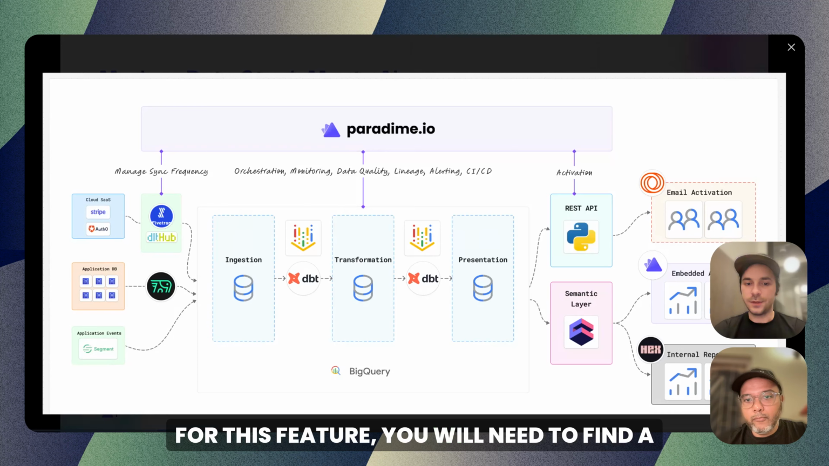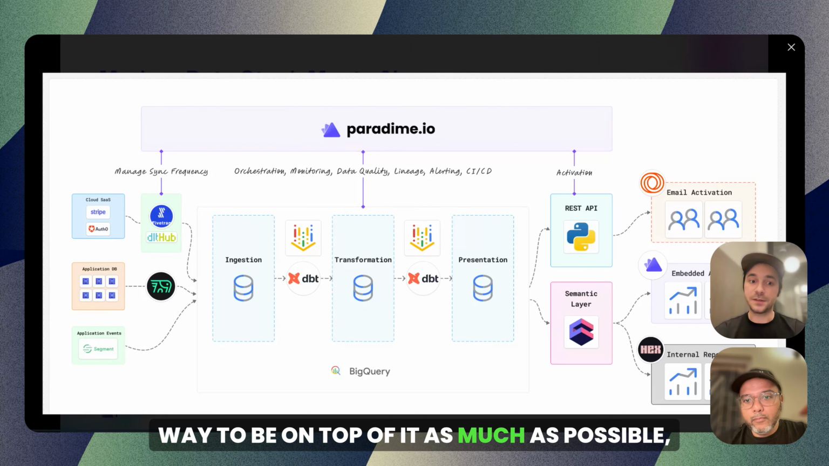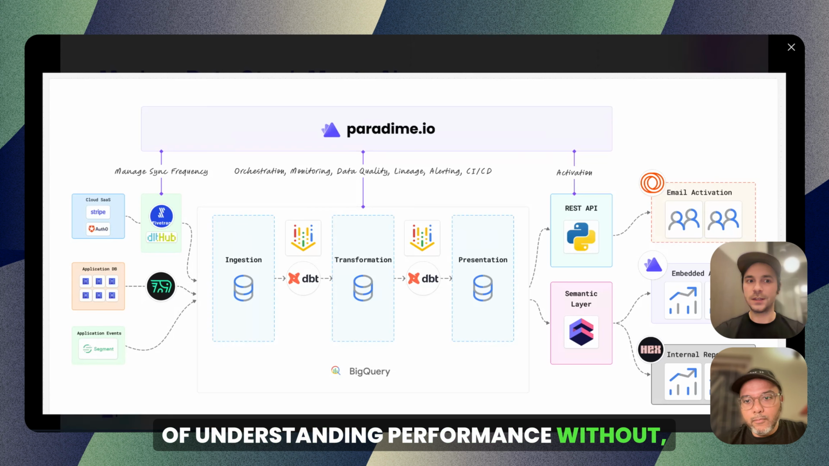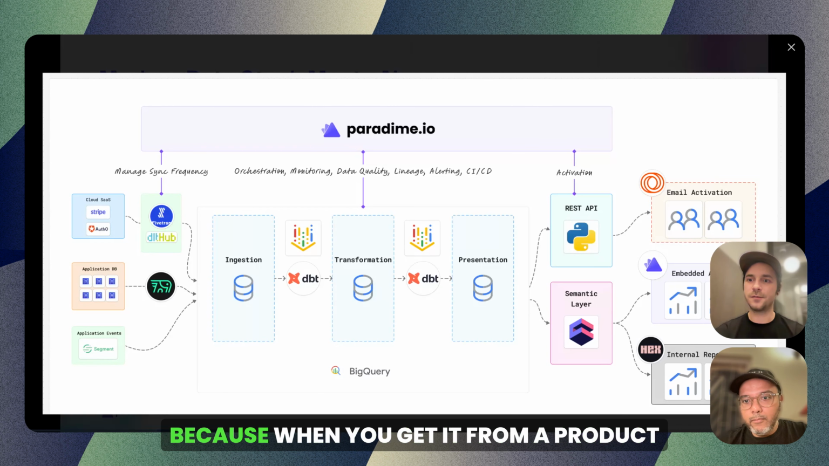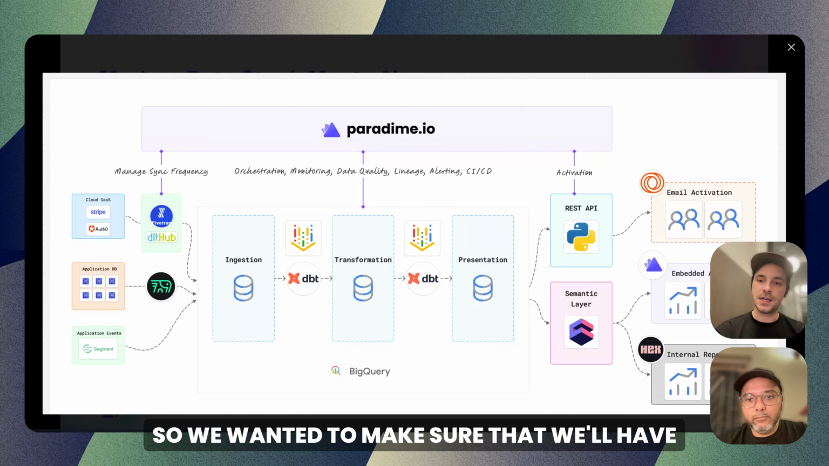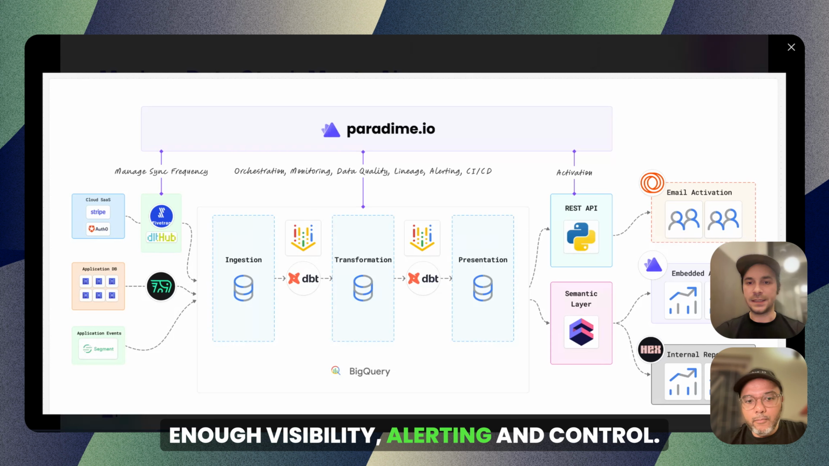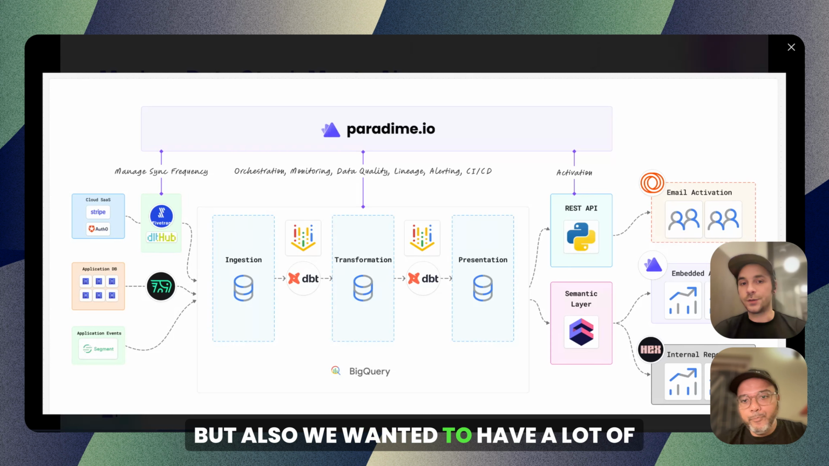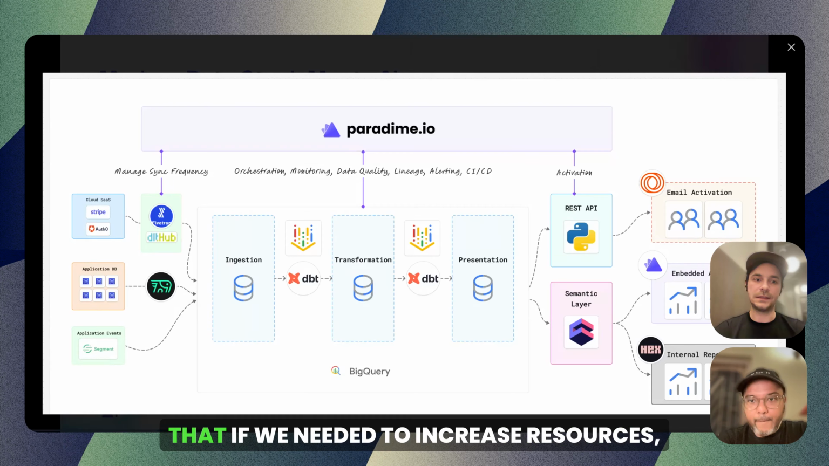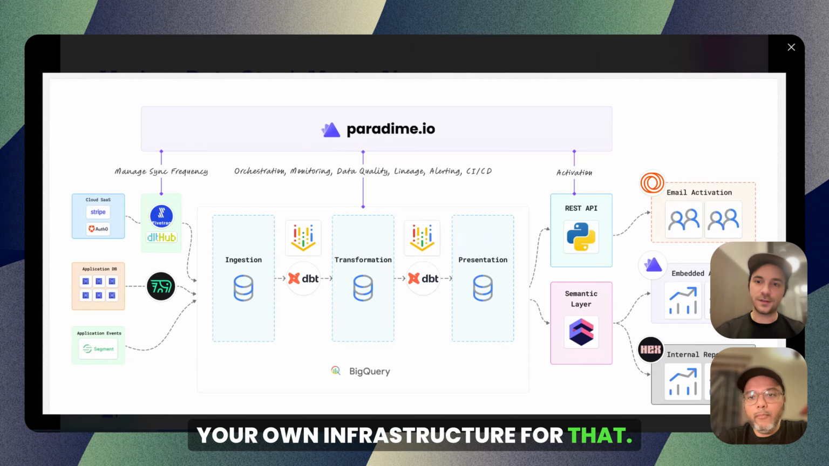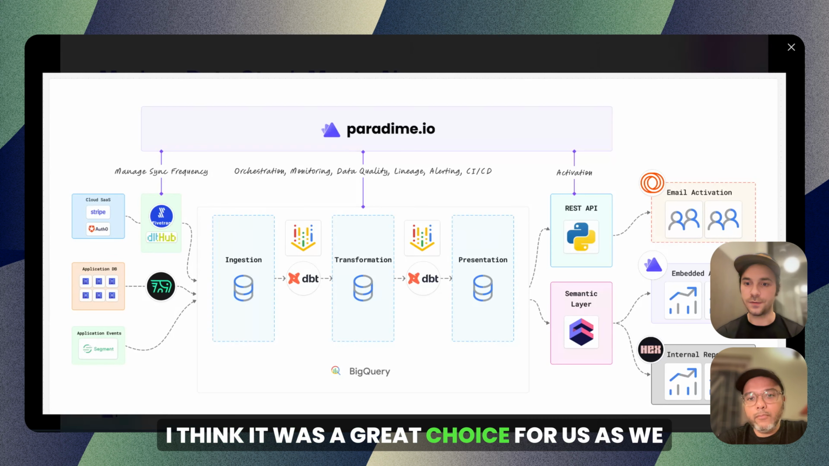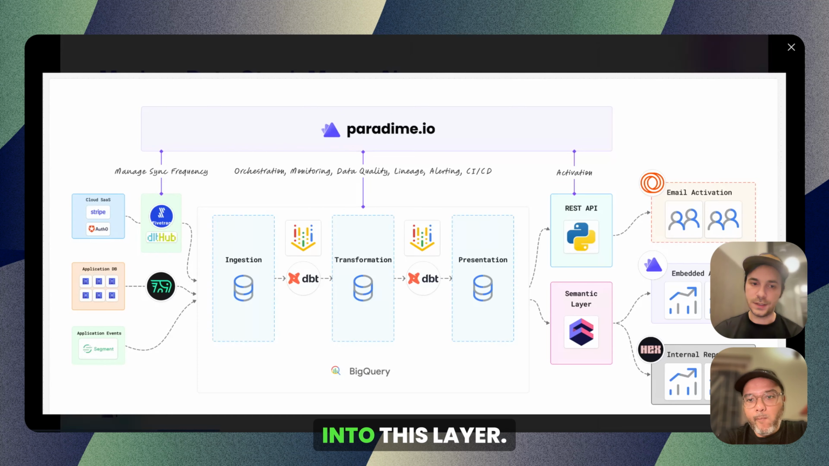You need to find a way to be on top of understanding performance as much as possible, hopefully without getting a Slack message saying why this dashboard is slow, right? Because from a product perspective, you're already on the back foot at that point. So we wanted enough visibility, alerting, and control. We also wanted a lot of flexibility on the deployment side, so that if we needed to increase resources, it wouldn't mean going to AWS and managing our own infrastructure. So Cube Cloud was great, and I think it was a great choice for us as we move into this layer.